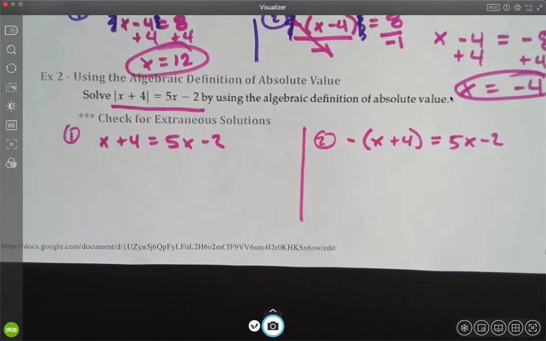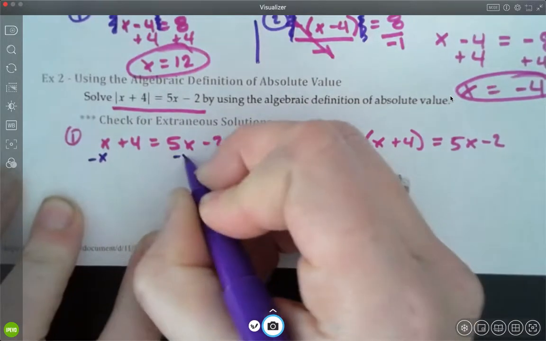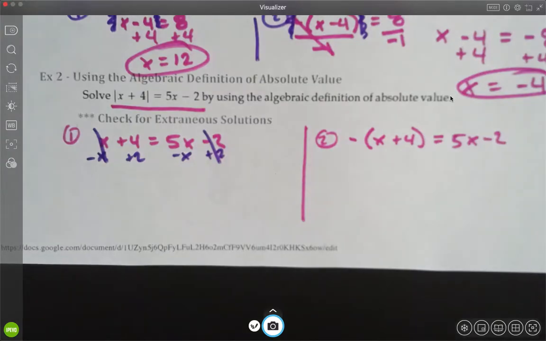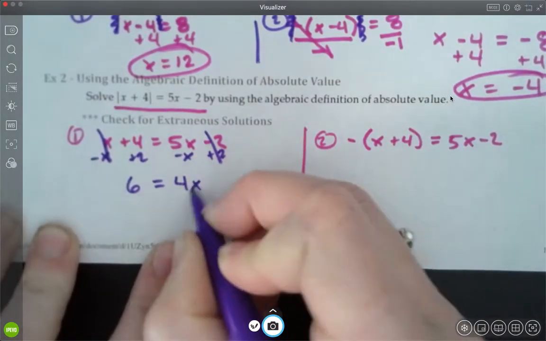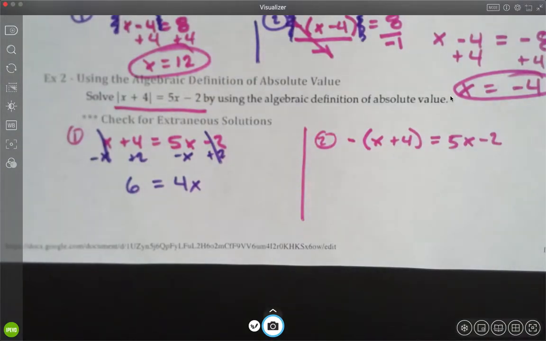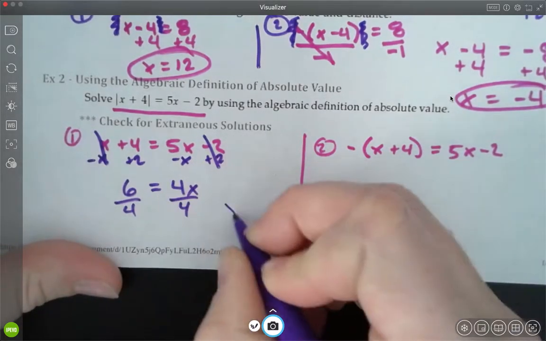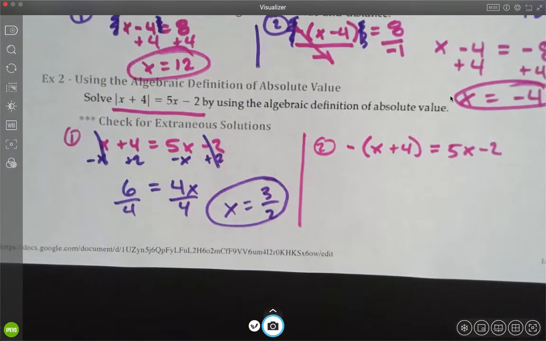Where do you want to move? Add the 2, subtract the x. Minus x, plus 2, plus 2. He goes away, he goes away. Was that too fast? 6 equals 4x. I'll slow down. I'll give you a second. Okay? Put the x's together, put the numbers together. Divide by 4. x equals 3 over 2, or 1.5. Yeah? Good?